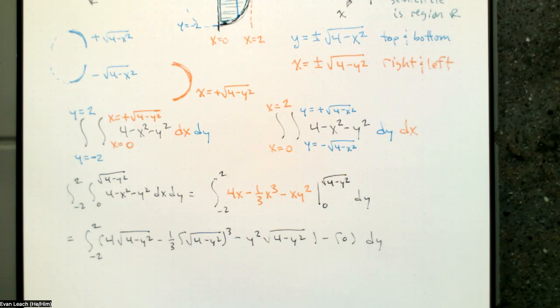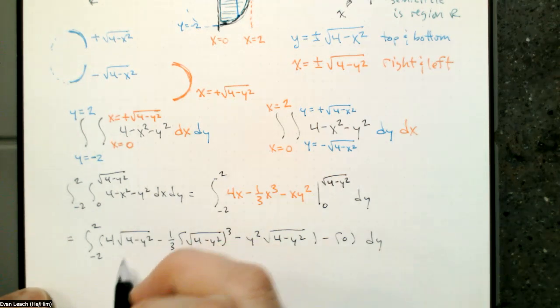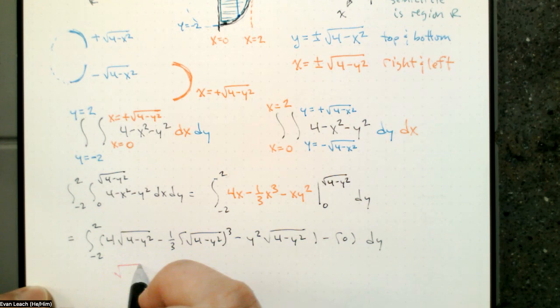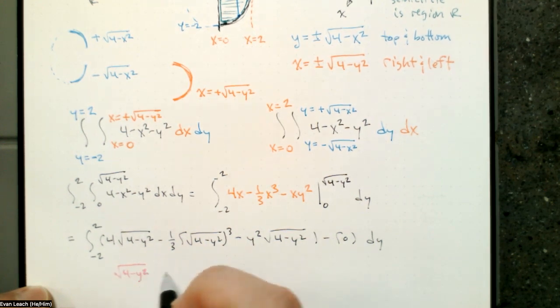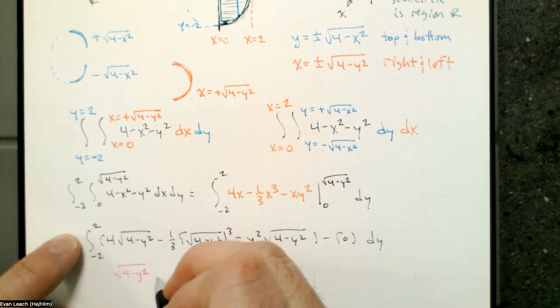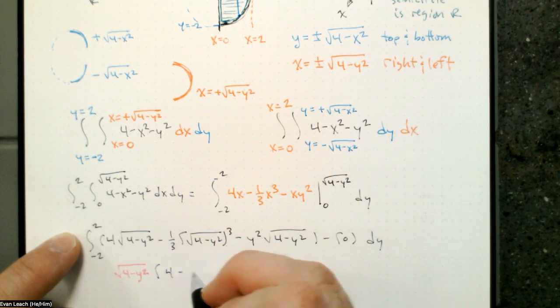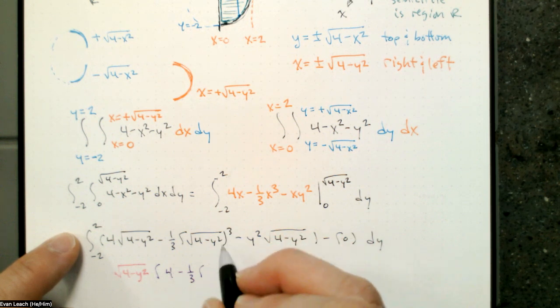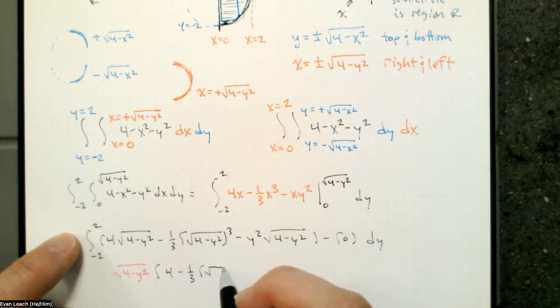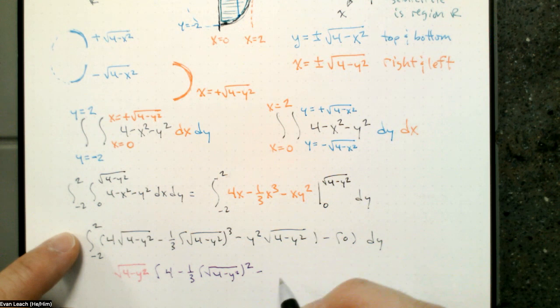Now I've got kind of a messy thing going on here, but notice that there's a common factor of the square root of 4 minus y squared. So now we're going to have to do some algebra stuff. I'm going to pull the square root of 4 minus y squared as a common factor. And that's going to leave behind just a 4 from this term, minus 1/3 of the square root of 4 minus y squared, squared, because I had 3 of them, I pulled one of them out, so I got the square root of 4 minus y squared squared, minus, took this out, y squared.